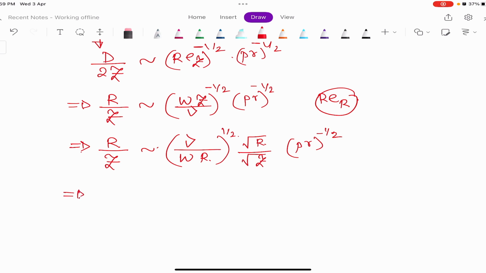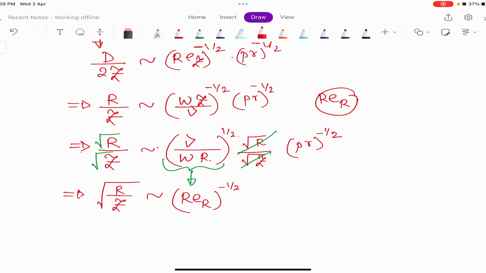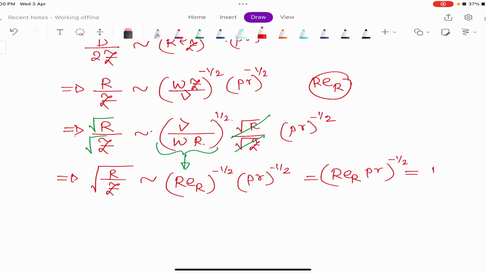So now this r and this r will cancel out, and there will be a root. So now I will be having root over of r by z. Now this term is what? This term is my RE based on R radius whole to the power minus half, and this is already Prandtl number whole to the power minus half, and this is equal to RE into R into PR whole to the power minus half, and this is Peclet number whole to the power minus half.